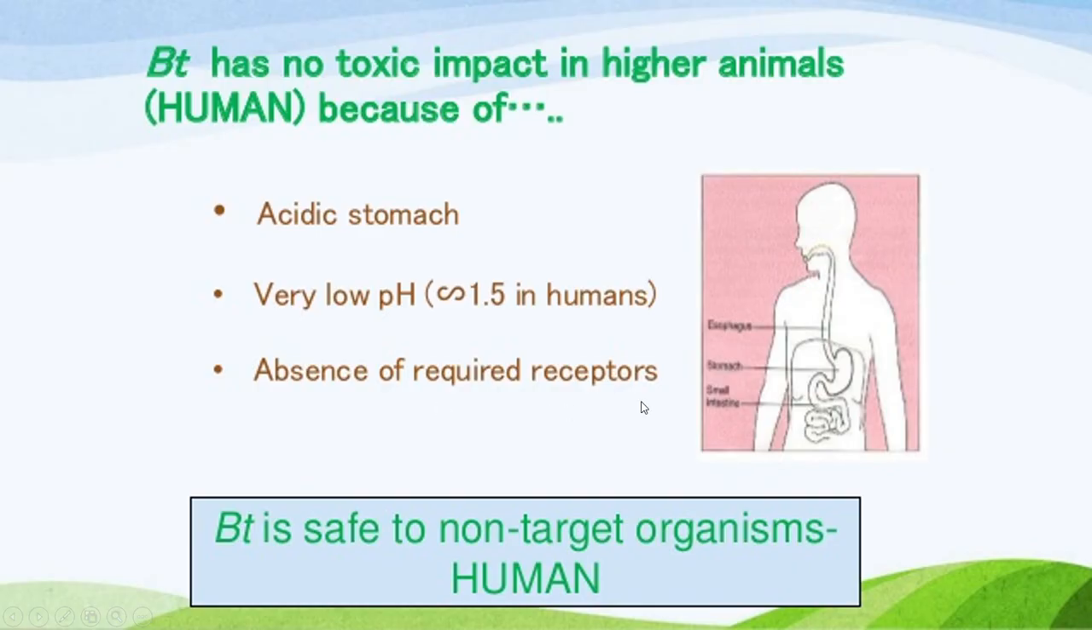So it means that these toxins will cause no harm to human beings, and a lot of studies have been done to study the safety of these toxins in humans and other animals. So BT is safe to non-target organisms including humans. It means BT cotton, BT brinjal and BT corn can be easily consumed by humans, and they are being consumed in the US and other developed countries.